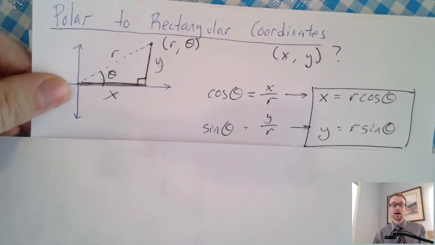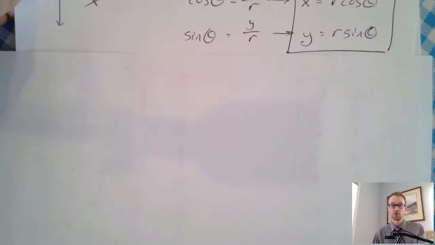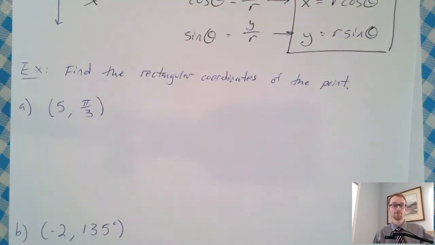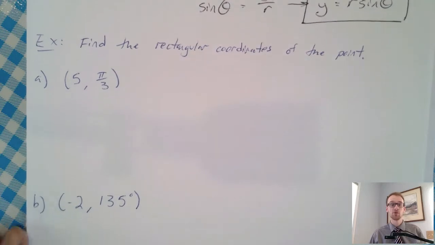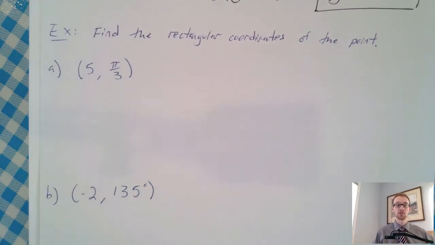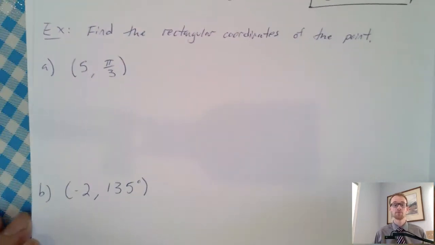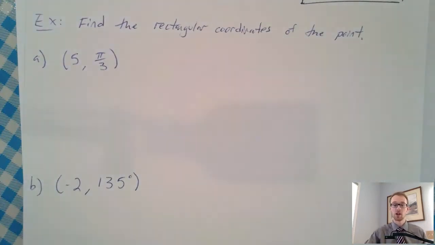That'll be very helpful for you. Since you have formulas, why don't you give these examples a try without me, and I'll do them in a moment. So why don't you pause the video and see if you can convert these polar coordinate points into rectangular coordinate points using these formulas that we just wrote down. Give that a try, and you can unpause the video when you're ready.